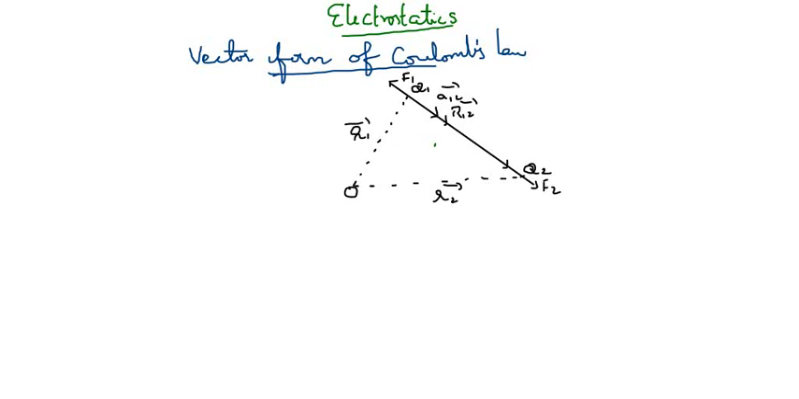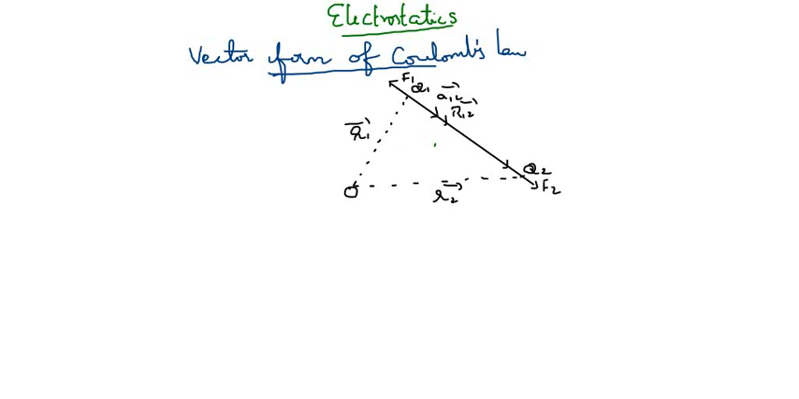Okay, so today we are going to see the vector form of Coulomb's law in another topic, electrostatics. As we know, Coulomb's law says the force is directly proportional to the product of the two charges. So if you consider two charges Q1 and Q2, the force is directly proportional to the product of the two charges and inversely proportional to the square of the distance between them.